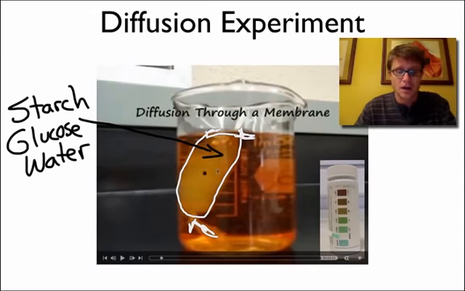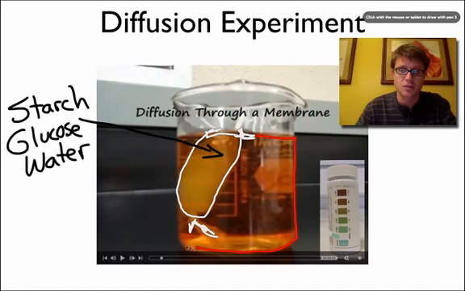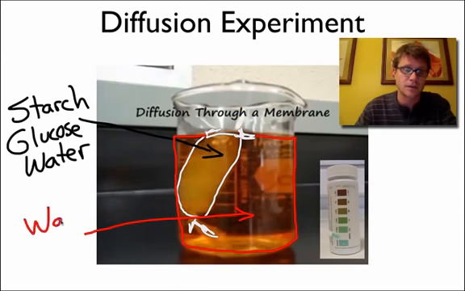Outside the dialysis tubing, so in this area out here, in the liquid portion of the beaker, we've got the, let me draw an arrow here. So out here, we've got water. And then we've also got the Lugol's solution. So we have this IKI. All right.